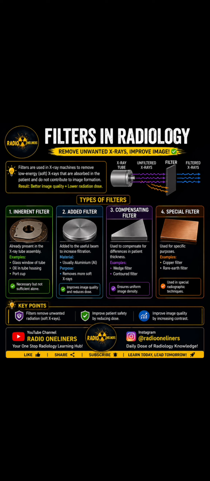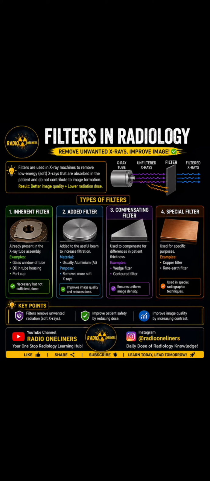So, types of compensating filter. We have some types for this filter. First is the wedge filter. Second is the contour filter. Okay, wedge is a kind of stairs. We have already seen the stairs. So the wedge filter somewhat looks like the stairs. This is used for the thicker areas of the body like the abdomen. Why is it used? Just to decrease the intensity of the X-rays.